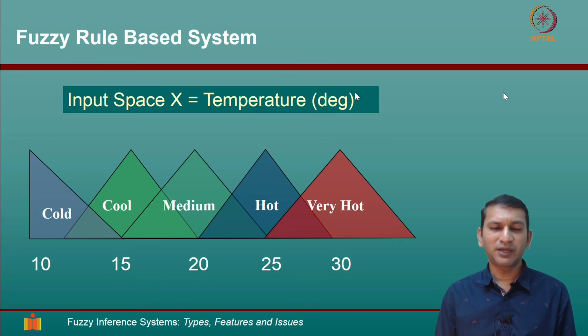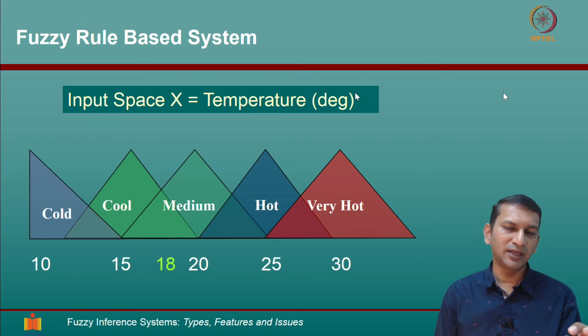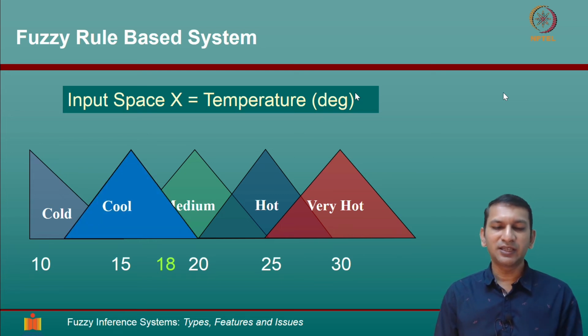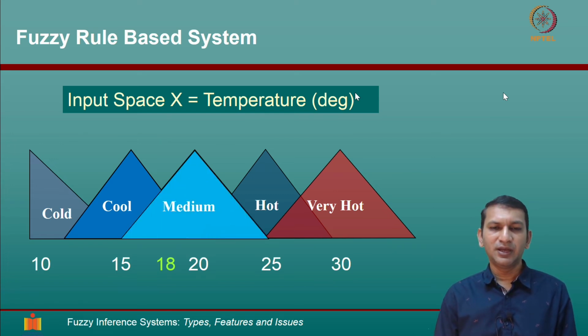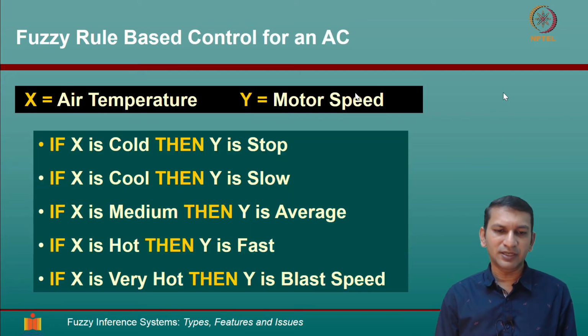What do we have? We have this partition on the input domain. Let's assume 18 is the value that is given to us as input. That means the sensor in the air conditioner sensed it is 18 degrees centigrade. The question is, what should be the fan speed? That's what we want to do. How do we do this? First, we check to what extent 18 belongs to different fuzzy sets. It is clear it belongs only to the fuzzy sets cool and medium. And to what extent? We'll find out presently.